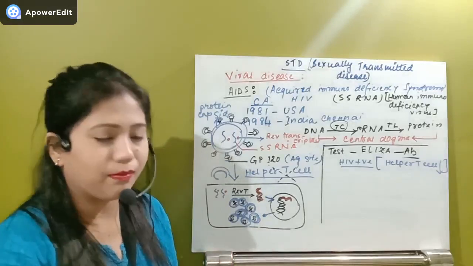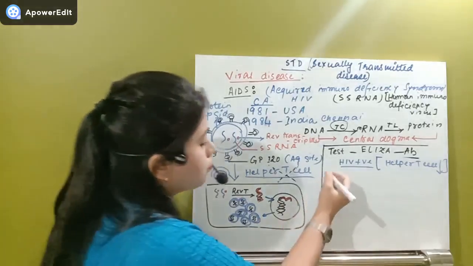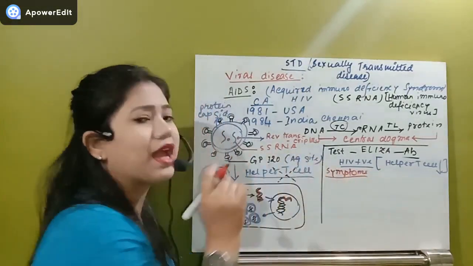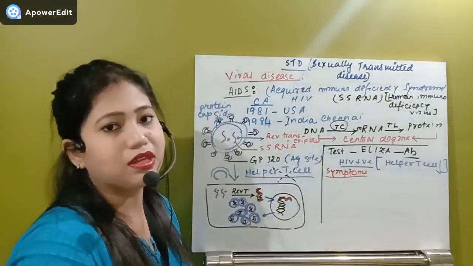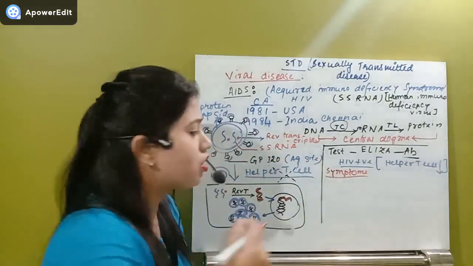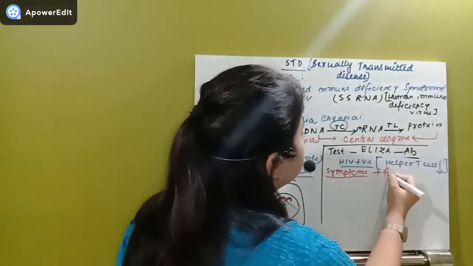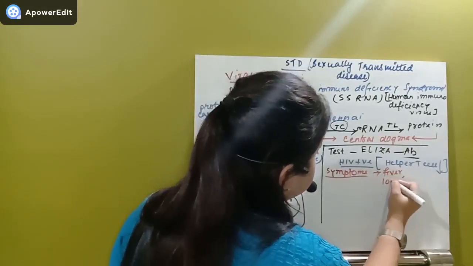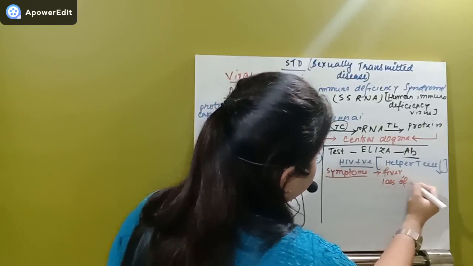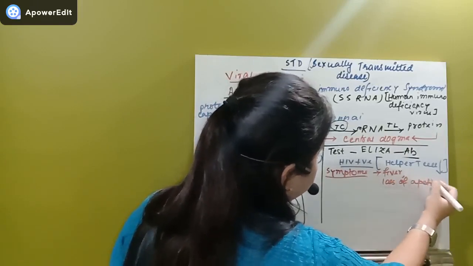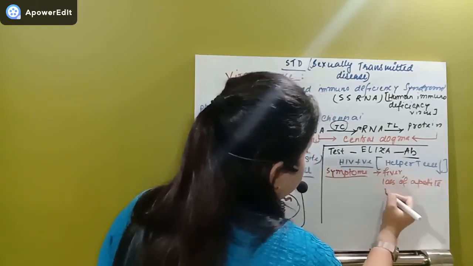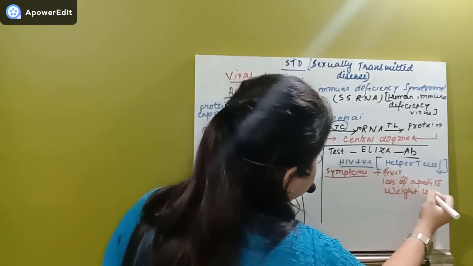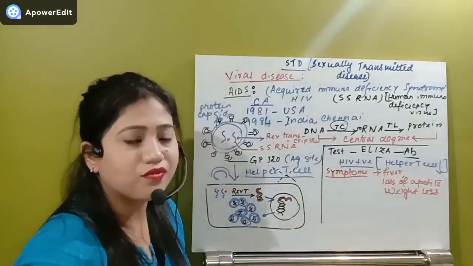After that, let us see about their symptoms. So what are the symptoms? The symptoms include very mild symptoms, which can actually be symptoms of some other diseases also. What are the symptoms? First of all, fever, sometimes loss of appetite will occur, or it can be weight loss. Okay, so these are the primary symptoms of that disease.